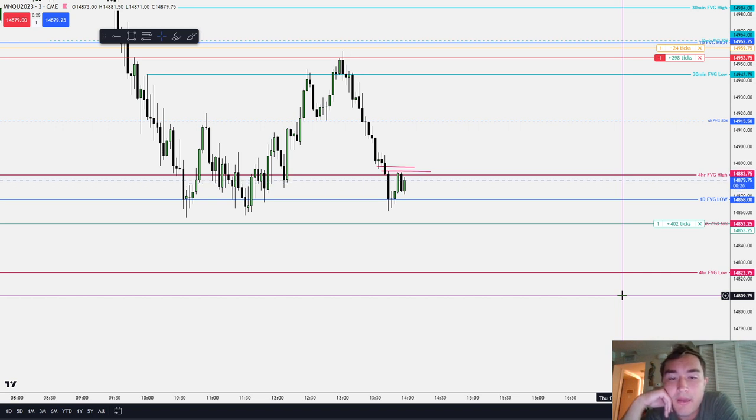And if I were to close this position right now, I'd be missing out on like 30 points. From right here, I'd be missing out on 30 points if I closed it right now. And that's 120 ticks. So it's a lot.